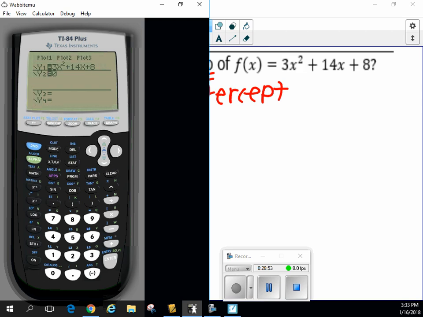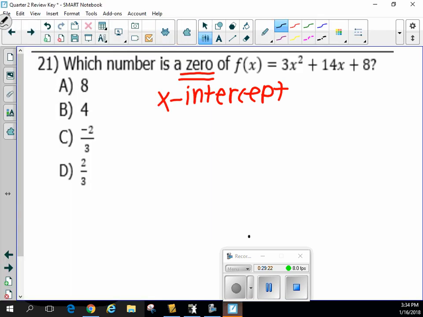And now if we hit zoom 6, just remember we hit zoom fit last time, we want to see where this graph crosses the x-axis. So again, you can kind of eyeball one of them. One of them is -4, but the second one is a little bit harder to find. So we're going to press second trace, number 5, and we're going to come over to get to that x-axis, and press enter 3 times. We get -0.666 repeating.